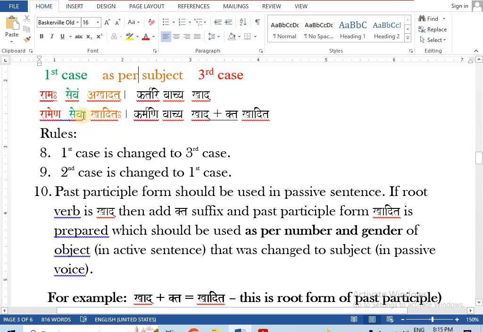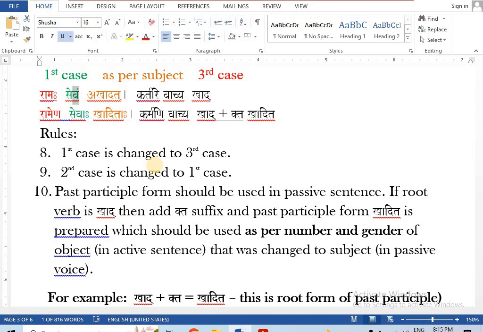Now suppose in place of sevaha, it is plural. Then this khadita verb form will become khaditaha, because seva is plural. Now in place of sevaha, students, listen to me carefully, suppose no seva word is there, phalani is there. Phalam, phale, phalani.